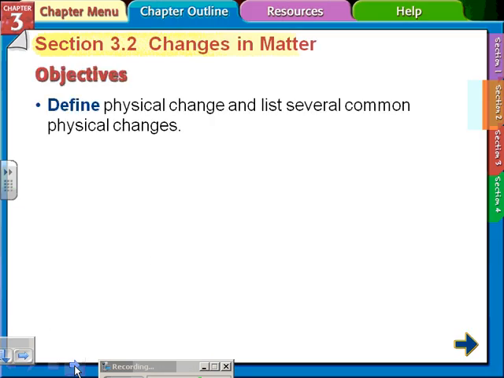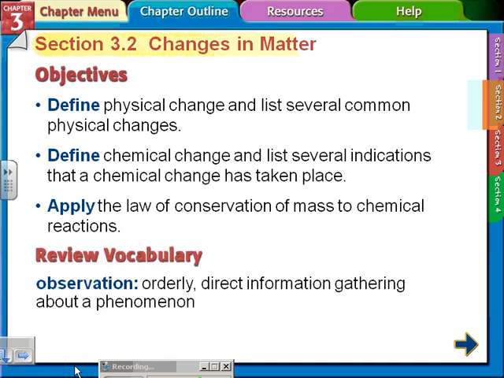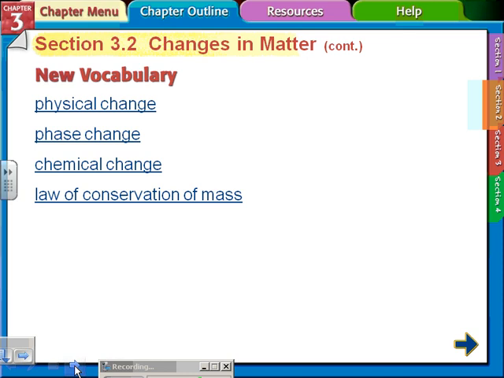Okay, so we're going to get into changes of matter. This is our second section. These are our objectives. Some new vocabulary.